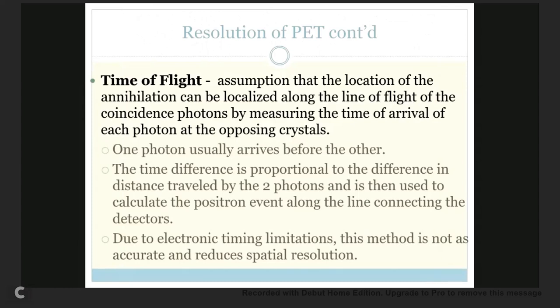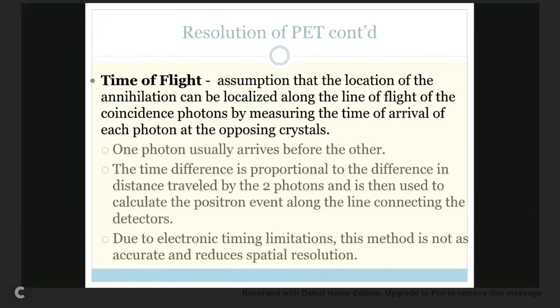Alright, so now we're going to continue with the resolution of PET. So now there's a thing called time of flight. The assumption is that the localization of the annihilation can be determined along the line of flight of the coincidence photons by measuring the time of arrival of each photon at the opposite crystal. So one photon usually arrives before the other. The time difference is proportional to the difference in the distance traveled by the two photons and is then used to calculate the position of the positron event along the line connecting the detectors. Due to the electronic time limitations, this method is not accurate and reduces spatial resolution.